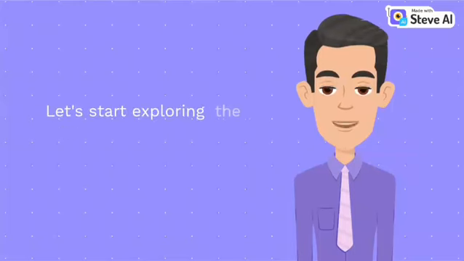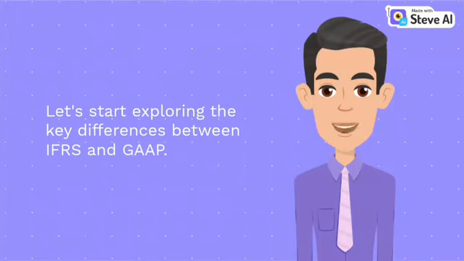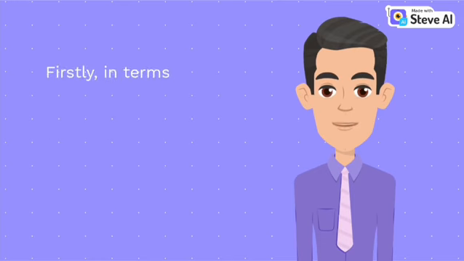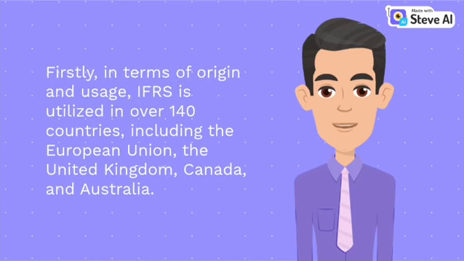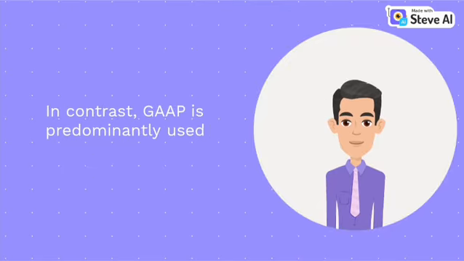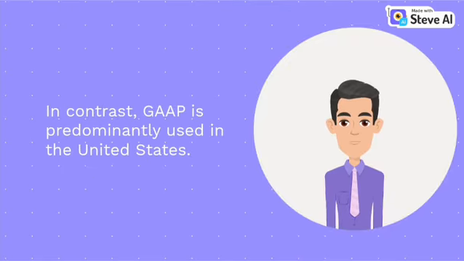Let's start exploring the key differences between IFRS and GAAP. Firstly, in terms of origin and usage, IFRS is utilized in over 140 countries, including the European Union, the United Kingdom, Canada, and Australia. In contrast, GAAP is predominantly used in the United States.